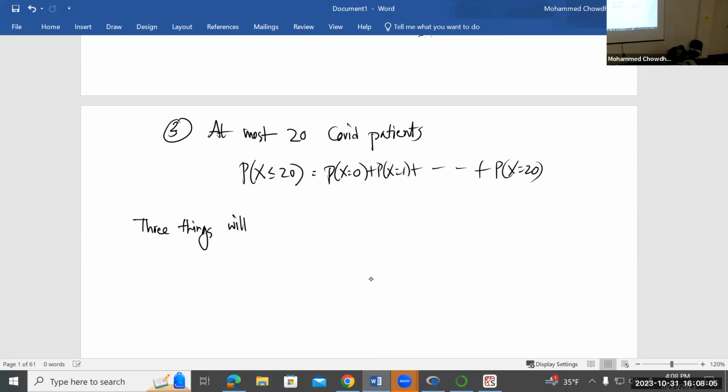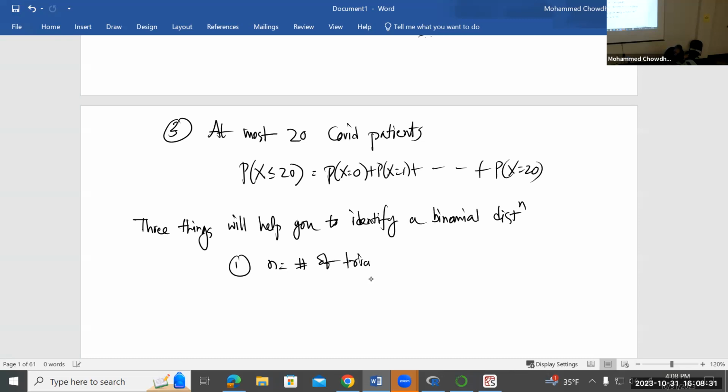these three things will help you to identify a binomial distribution. Binomial distribution. Number 1, n equal to number of trials is fixed.